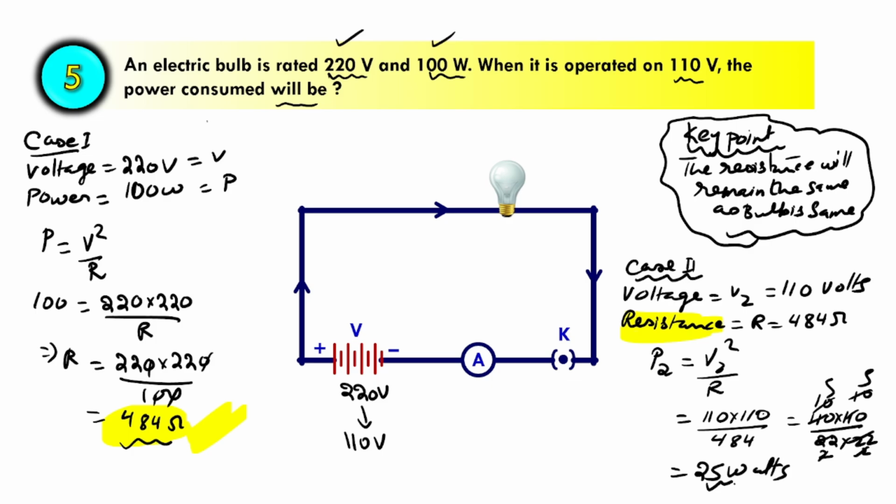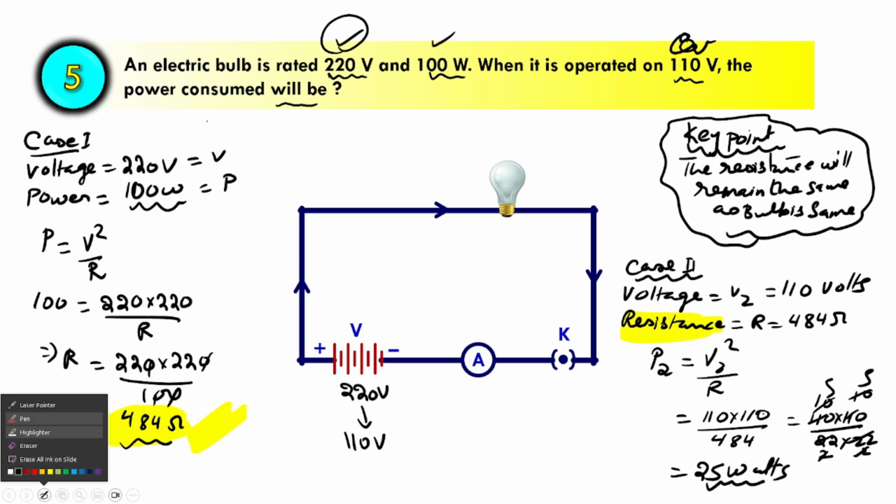Okay. Now in the first case the power consumed was 100 watts. When the voltage dropped from 220 to 110, the power dropped to 1/4 of its value, and here in this case you can see that it is only 25 watts. And this is the key point. Agar bulb nahi change hota hai na, if the bulb is not changing, what is not changing? It is the resistance which is remaining constant. So keep it in mind. Okay, so let us move on to the next question now.